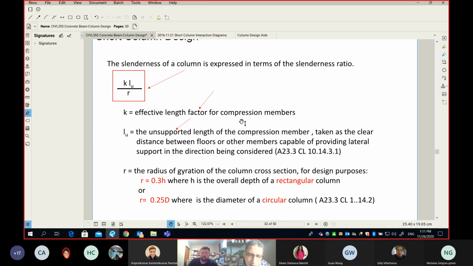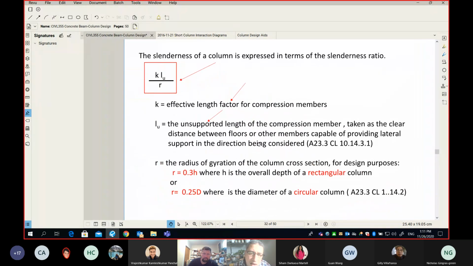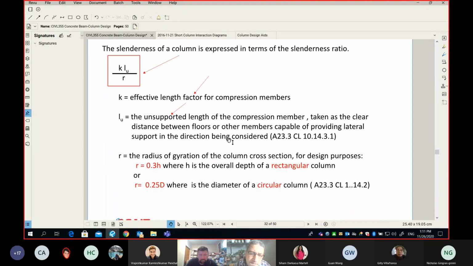If it's not clear, please be patient. I will show you in a cross section what I mean by L sub U. Then finally, the little r is the radius of gyration of the column cross section, which is one of the geometric properties of the section. In strength of material, you learned that there is something called the area, the modulus of section, and the moment of inertia. All of those are geometrical characteristics or properties of the section.